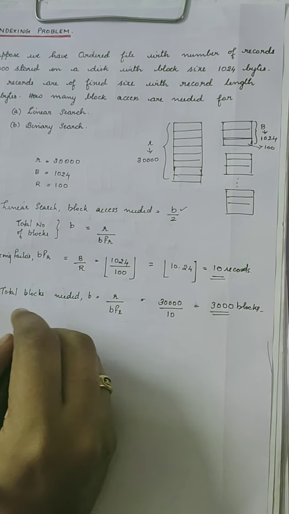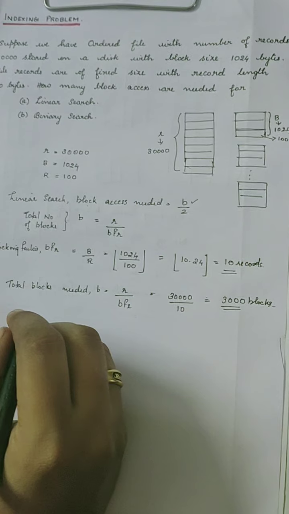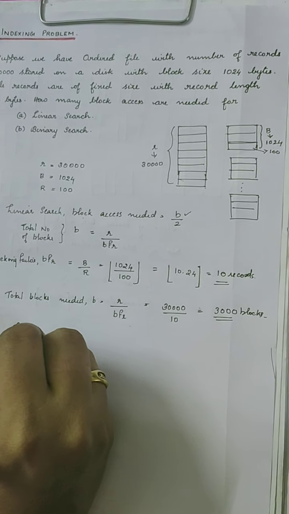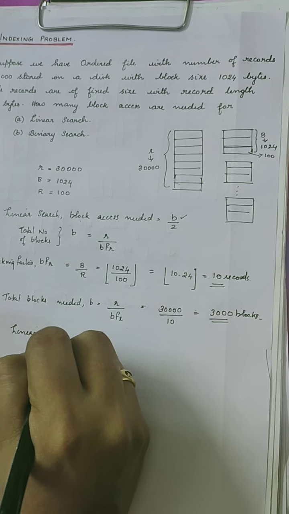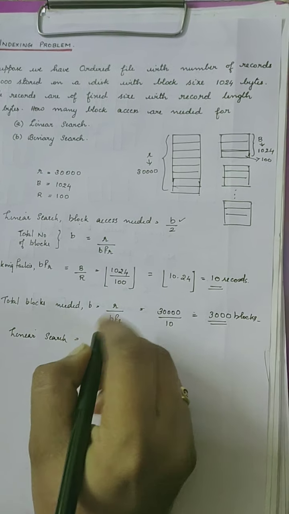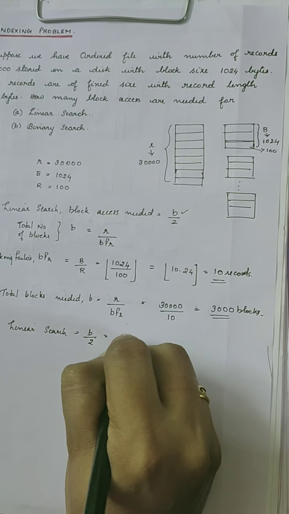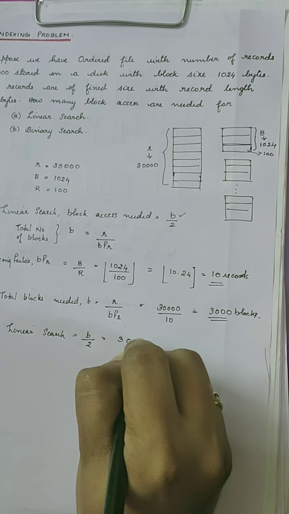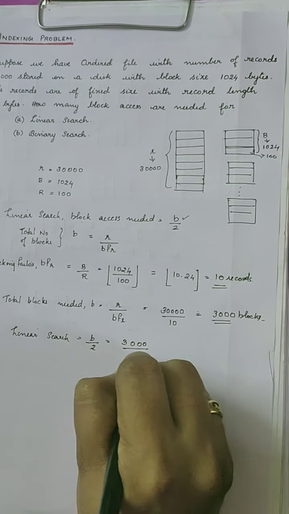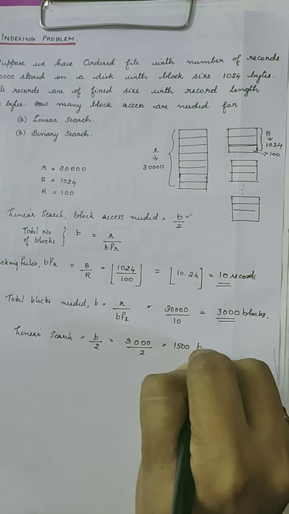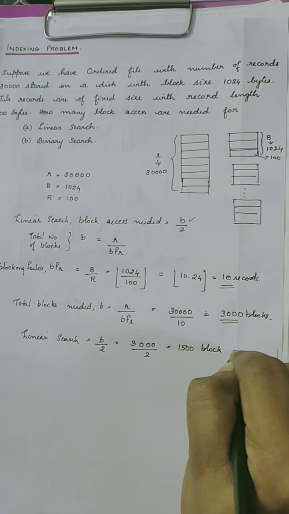Now we have to find how many accesses are needed for linear search. For linear search, we need b by 2 accesses. The value of b is 3000, divided by 2, which is equal to 1500 block accesses needed.